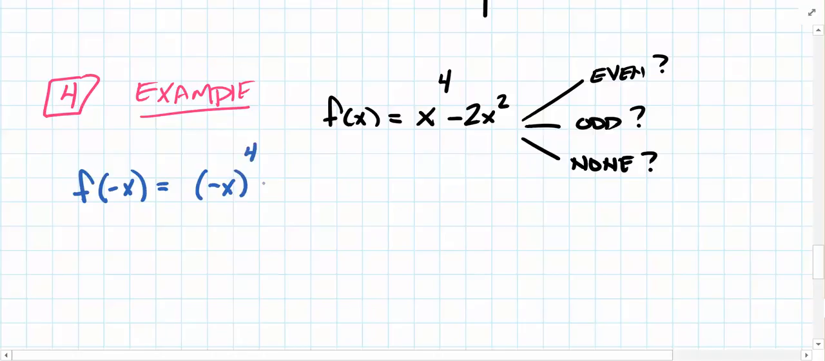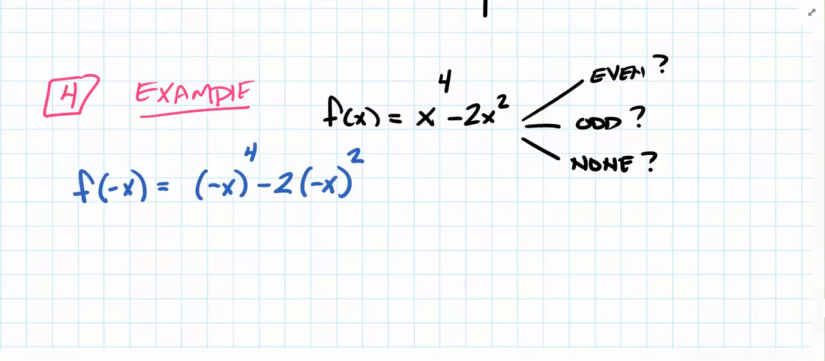Then I have to use a little bit of algebra and think, okay, if I take a negative number and I raise it to the power of 4, what will that number be? It will be positive, won't it? So that's the exact same thing as taking x to the 4th. No matter what you do, you're going to get that in return.